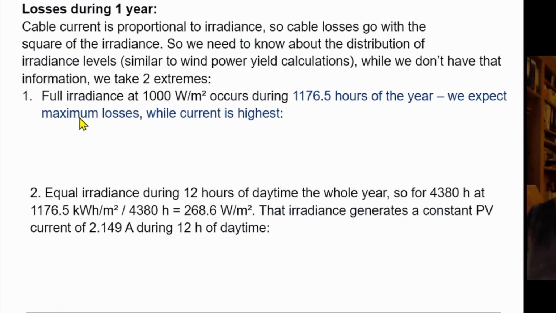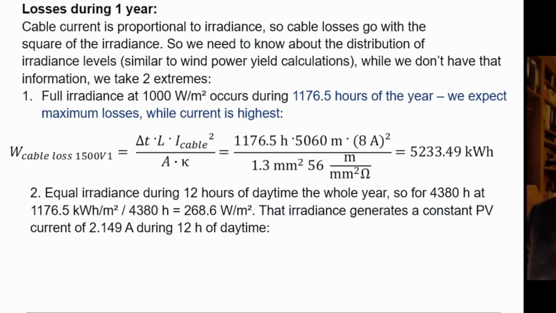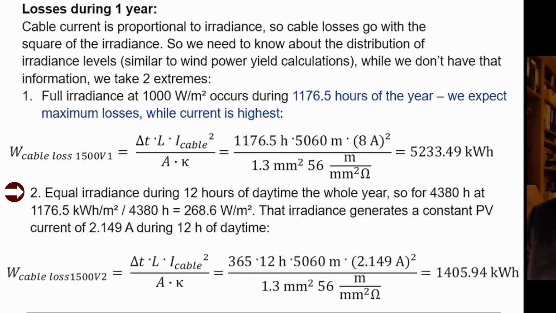So the losses that we incur, we calculated here already for 1000 volts. Now we will calculate them for 1500 volts. Same issue here, we have a little bit less cable length. So these losses are a little bit reduced compared to those at 1000 volts. And here at the other conditions, where we consider a more equalized irradiance distribution during the year, we have 1405.94 kilowatt hours of losses during 1 year.